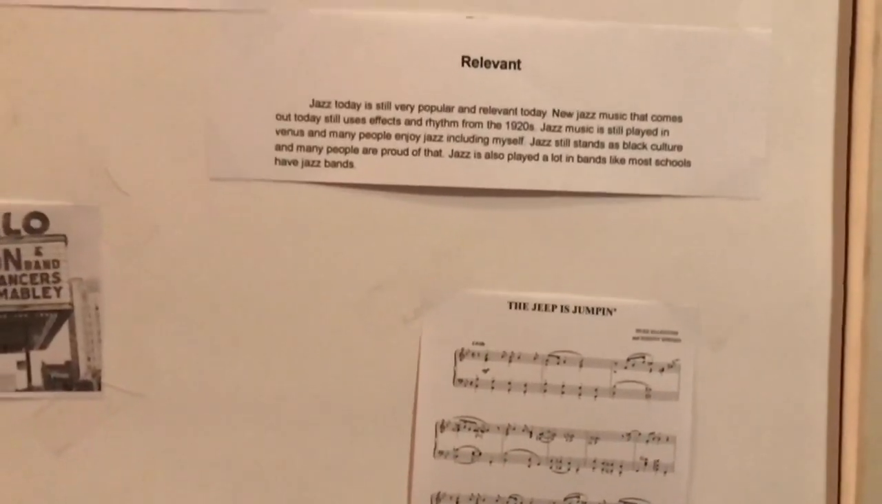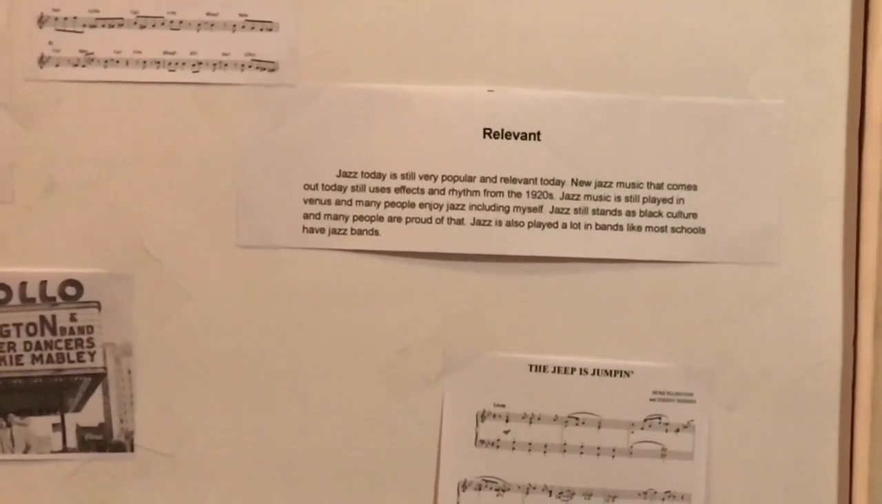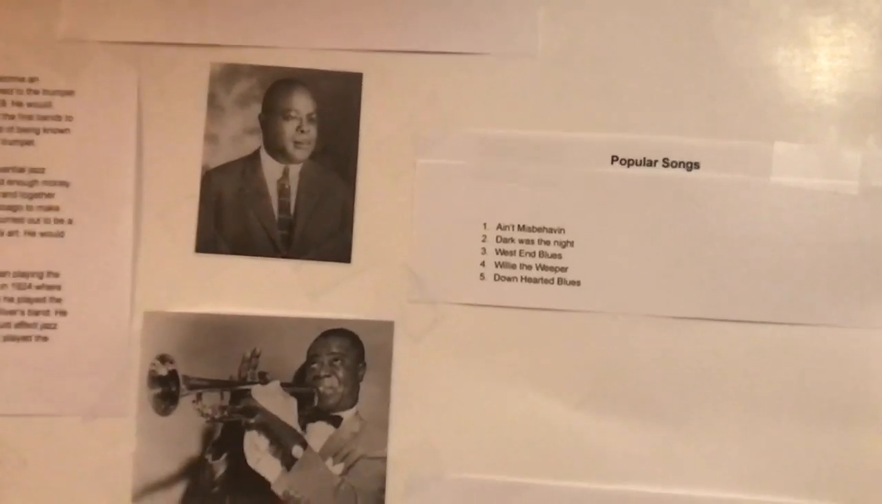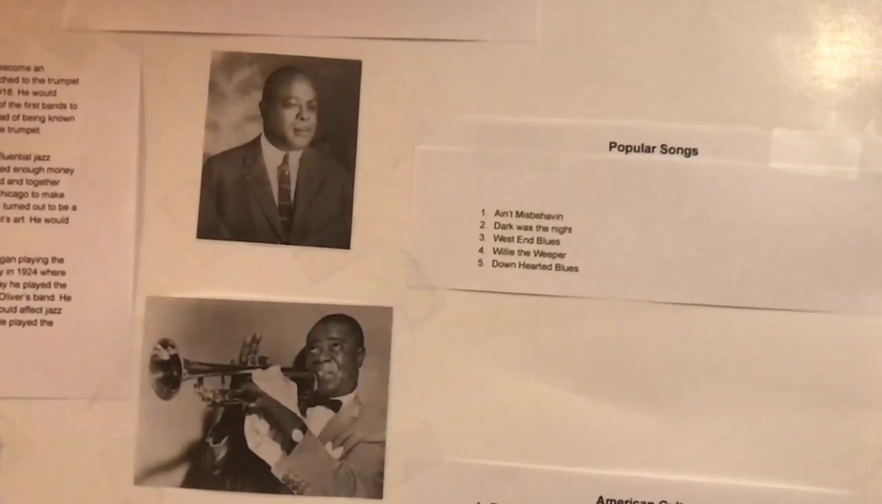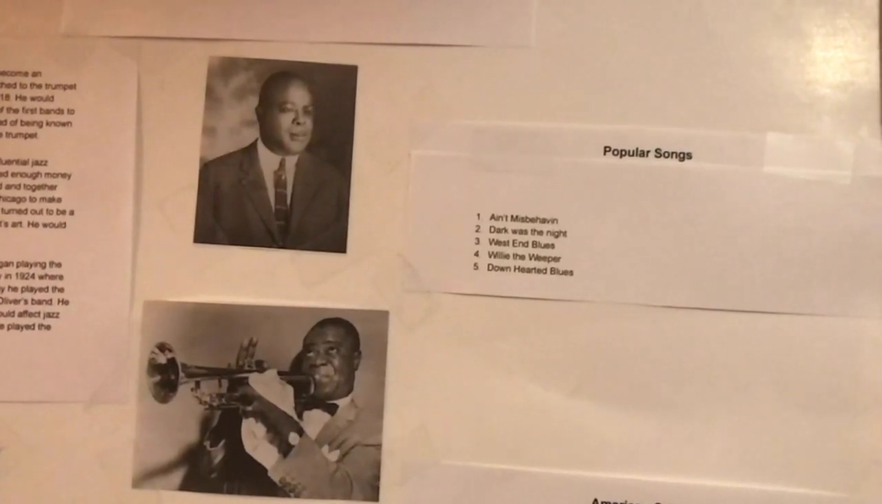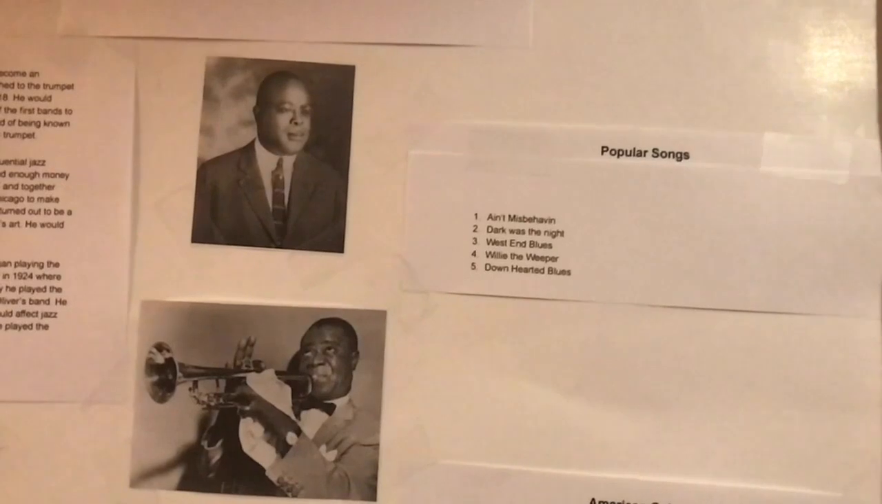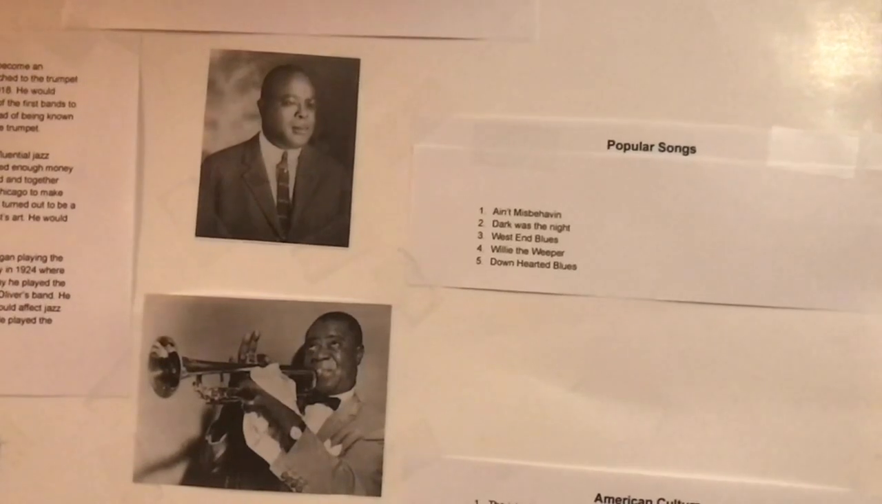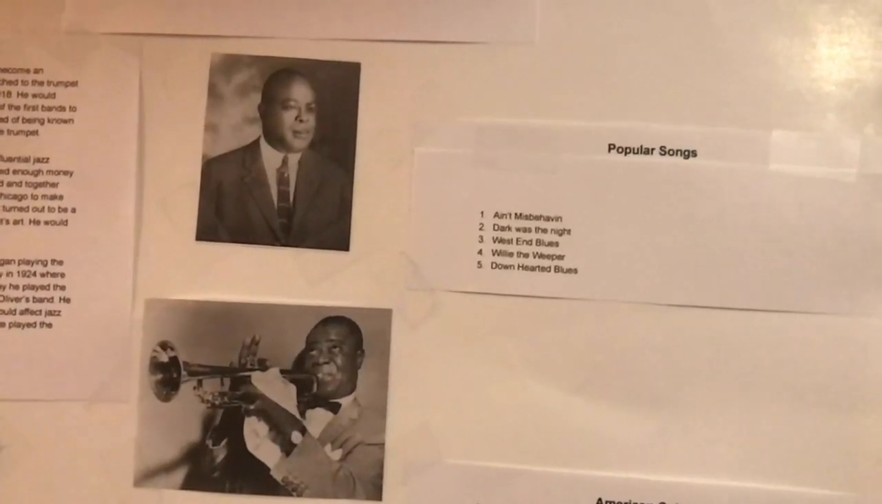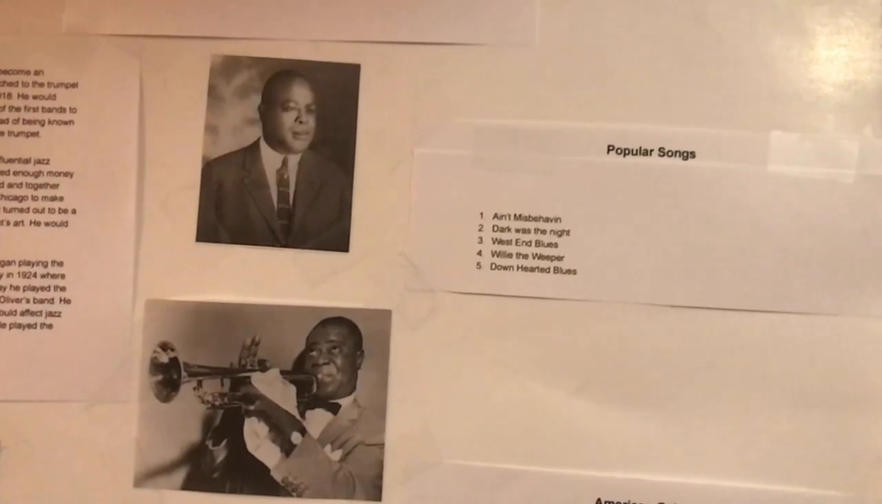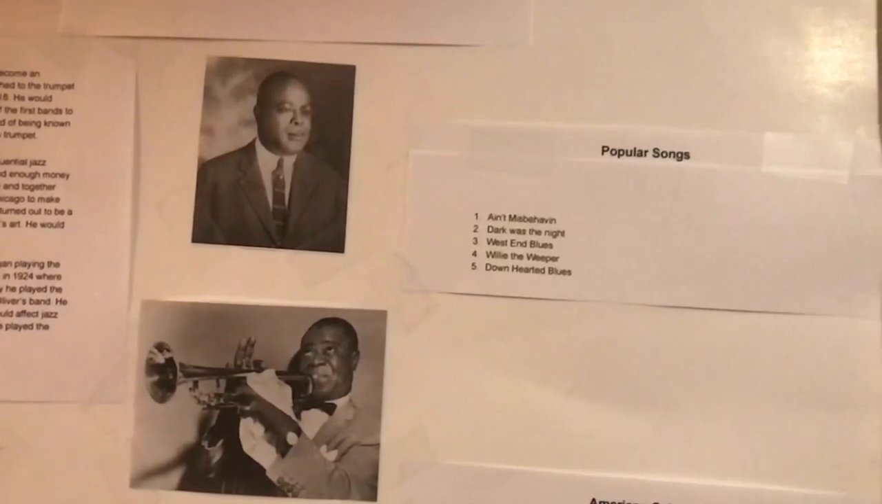Jazz is also played a lot in bands, like most schools have jazz bands. Little bonus, here are some popular songs that are made in the 20s. Number 1, Ain't Misbehaving. Number 2, Dark Was the Night. 3, West End Blues. 4, Willie the Weeper. And 5, Downhearted Blues.